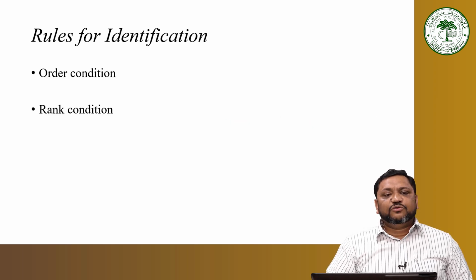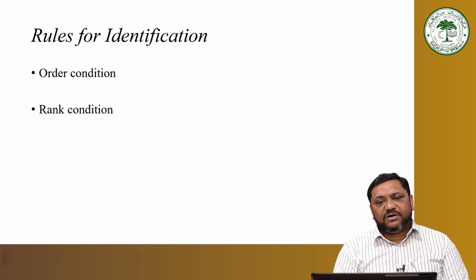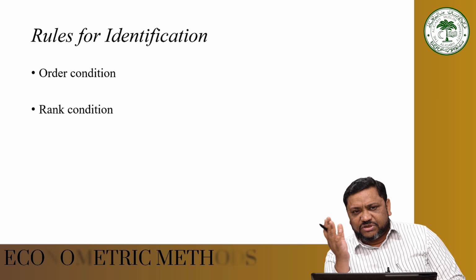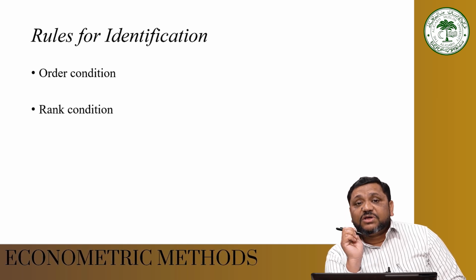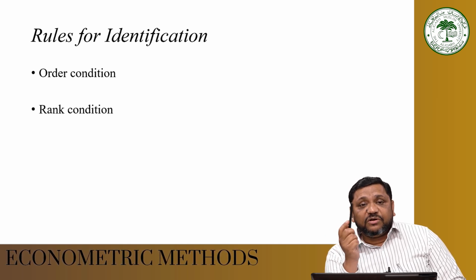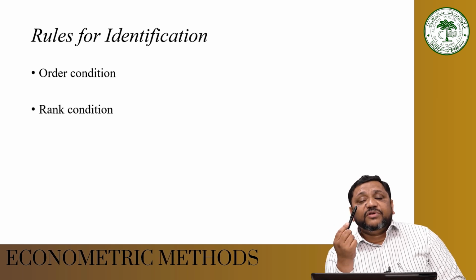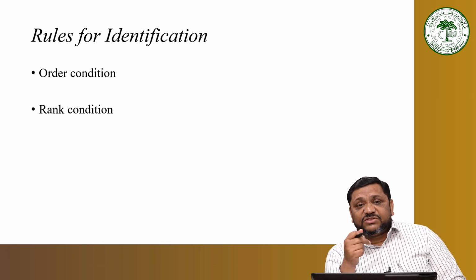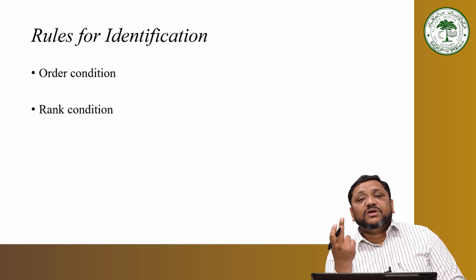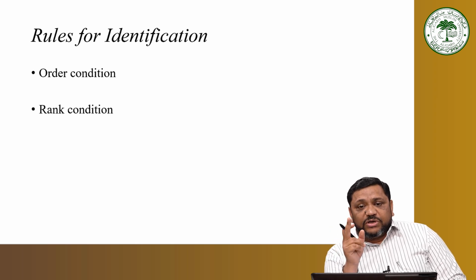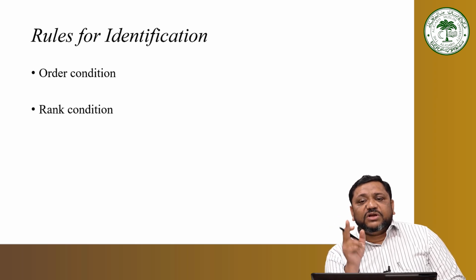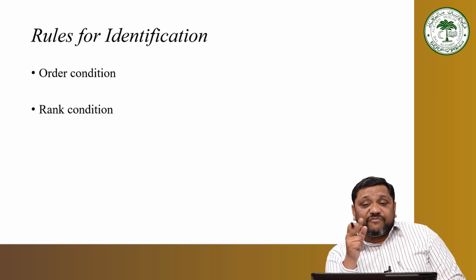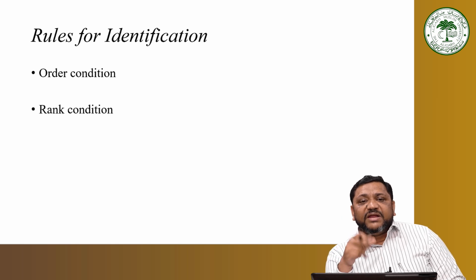So we come back to the rules of the order condition and the rank condition. See, the order condition is that the total number of variables, both endogenous and exogenous, excluded from an equation must be equal to or greater than the number of endogenous variables in the model minus 1. In simultaneous equations, we do not use the nomenclature of independent and dependent variable. Rather, we use the term endogenous in place of dependent variable and exogenous in place of independent variable.